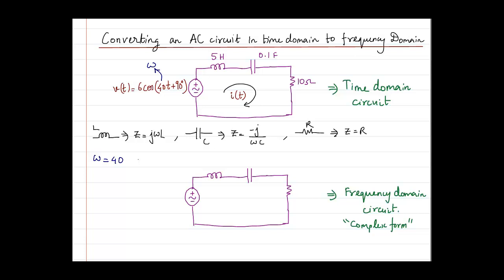Remember this very clearly. If this would not have been 40, if this would have been some 400, all these values will be different. This value will be different, this value will be different. Why? Because instead of 40 I have taken 400. For 40 it will be some other value. As I told previously in the previous video, with frequency the value of impedance keeps on changing, isn't it? For different frequencies, the impedance will be different. So now in this particular circuit, we have omega equal to 40.